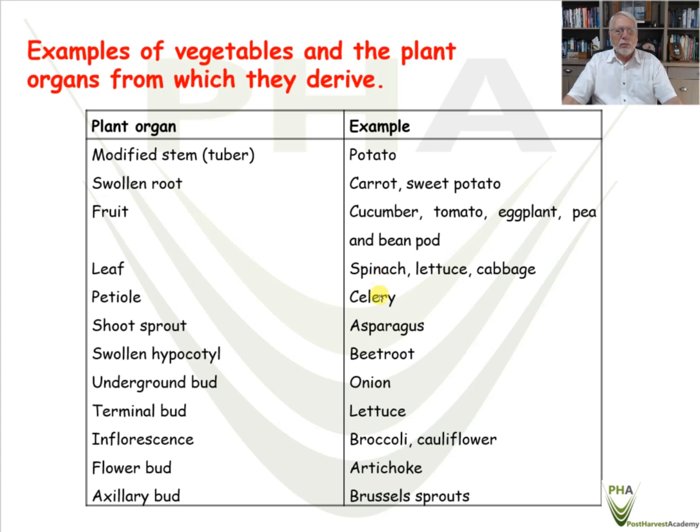Celery is a leaf petiole. Asparagus is a shoot sprout. Beetroot is a swollen hypocotyl. Onion is an underground bud. Lettuce is a terminal bud. Broccoli and cauliflower develop from an inflorescence. Artichoke from a flower bud, and Brussels sprouts from an axillary bud in a leaf axil.